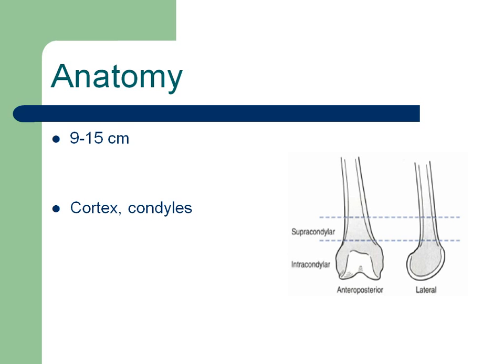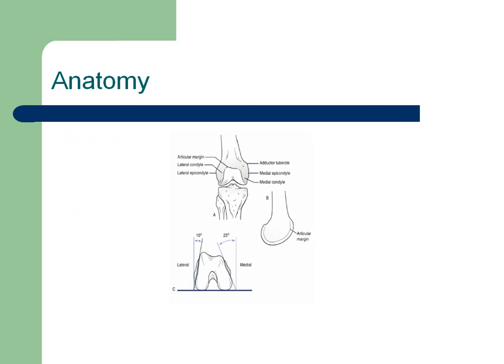But in definition, what is the meaning of a distal femoral fracture? When we go back to the text, it mentions that between 9 to 15 centimeters in the distal part of the femur, we can say that this is a distal femoral fracture, that also involves the condyles and also the cortex of that. Normally in the anatomy, we have to mention that.